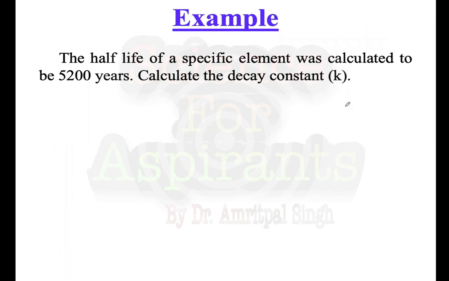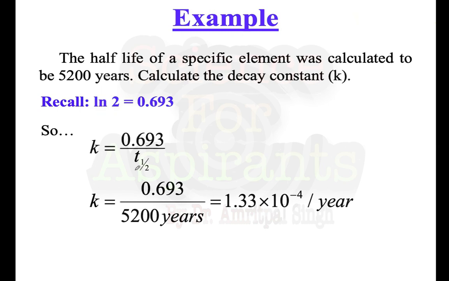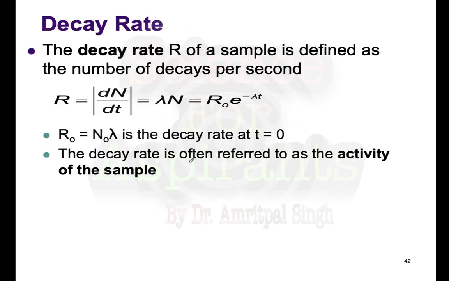So let us do one example related to this. The half-life of a specific element was calculated to be 5200 years; calculate the decay constant. The half-life period of the material is given, and from that we can calculate the decay constant using this formula: K equals 0.693, that is the natural log of 2, over T half-life. So ln 2 is equal to 0.693, and on that basis you can find the decay constant of that particular material.